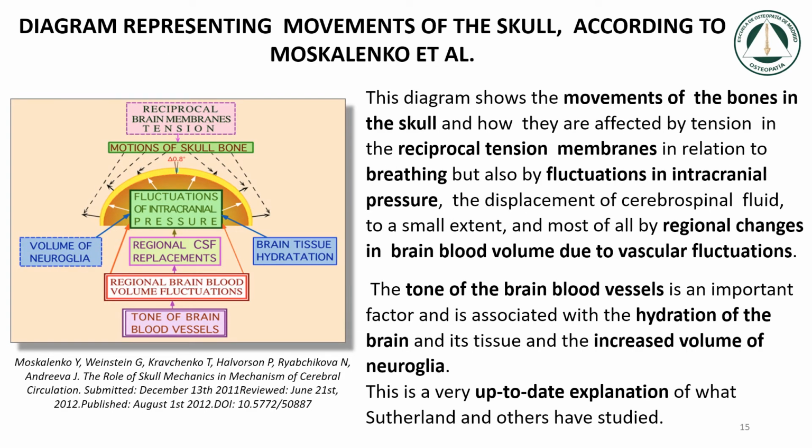This is a diagram representing movements of the skull, according to Moskalenko et al. It shows the movements of the bones in the skull, and how they are affected by tension in the reciprocal tension membranes, in relation to breathing, but also by fluctuations in intracranial pressure. The displacement of cerebrospinal fluid, to a small extent, and most of all by regional changes in brain blood volume due to vascular fluctuations. The tone of the brain blood vessels is an important factor, and is associated with the hydration of the brain and its tissue, and the increased volume of neuroglia. This is a very up-to-date explanation of what Sutherland and others have studied.